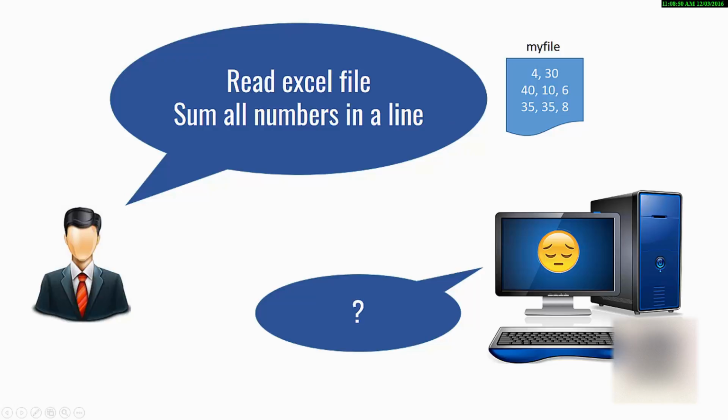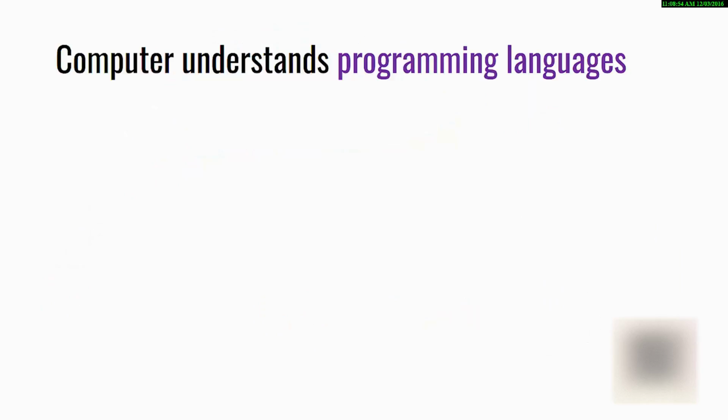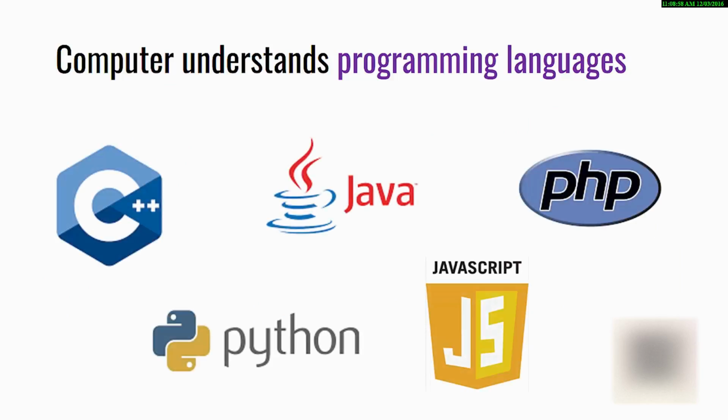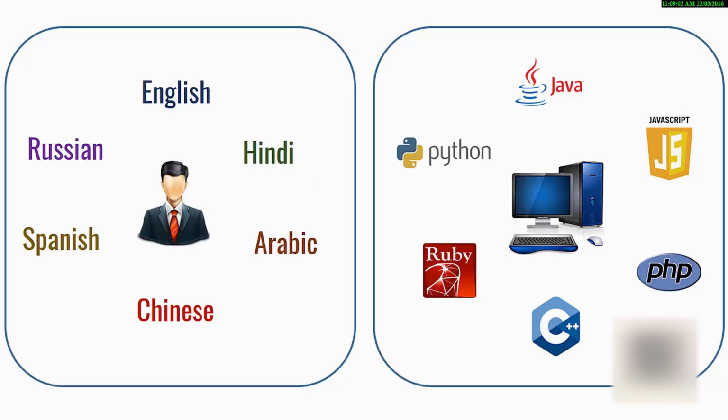So then, what language computer understand? The language that computer understands is called programming language. And all these are examples of programming languages. So just to give you the analogy, humans will understand languages like English, Russian, Spanish, Chinese, and so on, versus computer will understand all these programming languages.